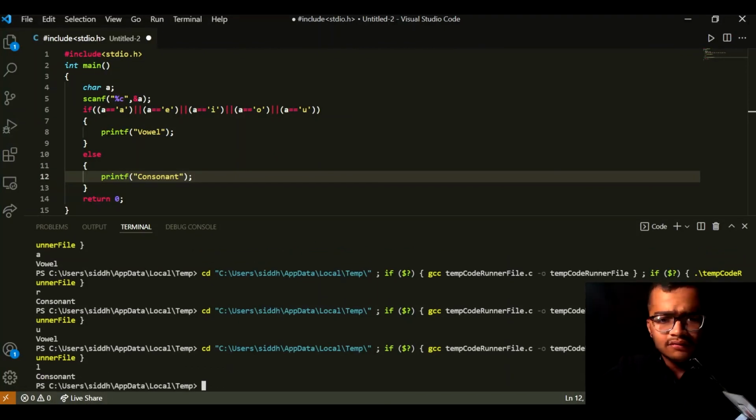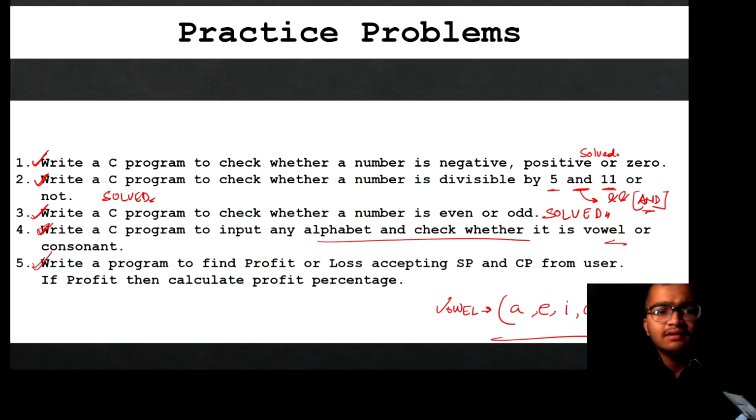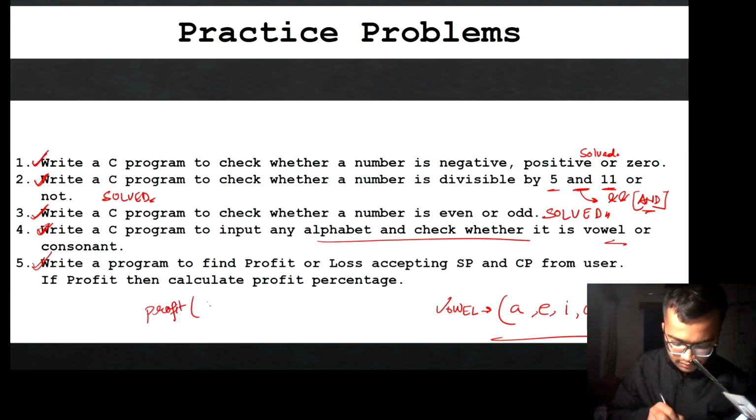Okay, so let's now go to the last code which we have, that is in the question palette. Question number 5 says write a program to find profit and loss accepting SP and CP from the user. If profit, then calculate profit percentage. So what is the formula for calculating profit percentage? We already know. It is profit equal to SP minus CP, and to find profit percentage, it is equal to profit by CP multiplied by 100.